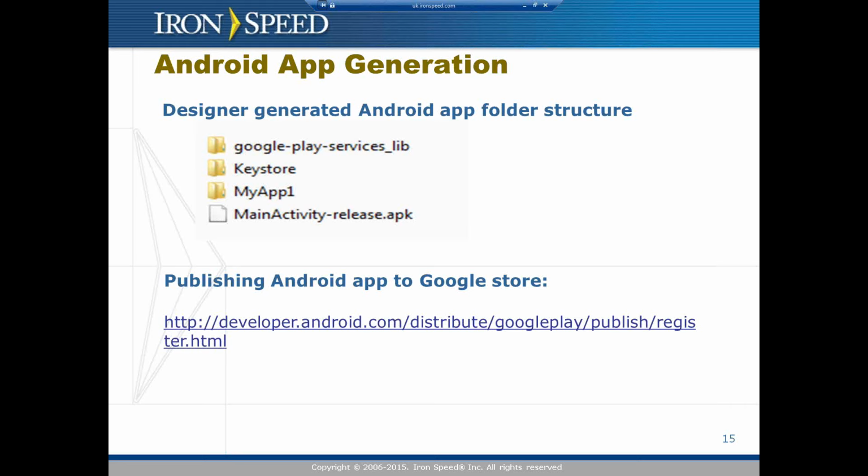And then there is something called an .apk file. This is the most important file, which says main activity-released.apk. This is the file that you're going to submit to the App Store. Literally, if you are not going to customize anything, just take this APK and put it in the App Store. In order to distribute your application, you take this APK and follow the instructions at this particular URL in order to deploy it to the App Store.